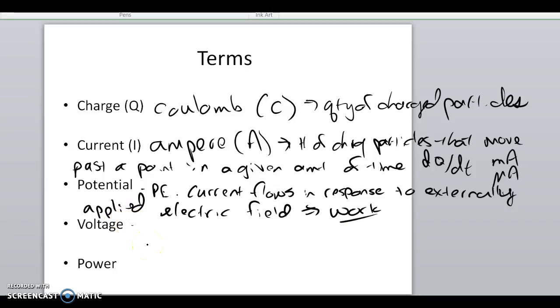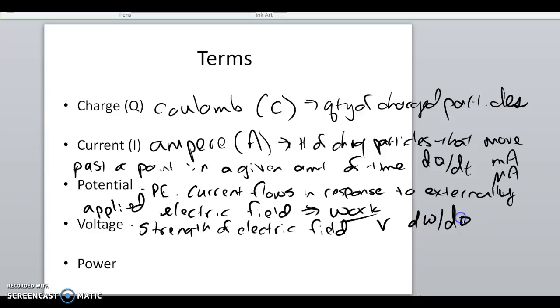Then we have voltage, which is the strength of the electric field. The unit for voltage is V, which is also known as the work per unit charge, dW dQ. Usually we work in the range of microvolts to tens of volts. This is not absolute.